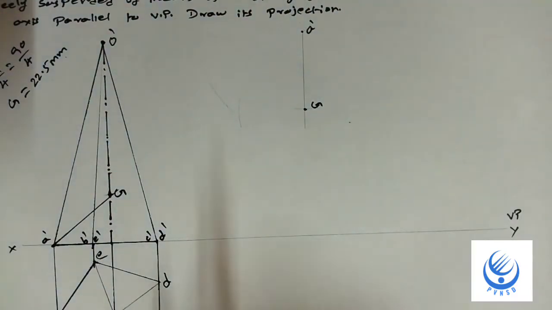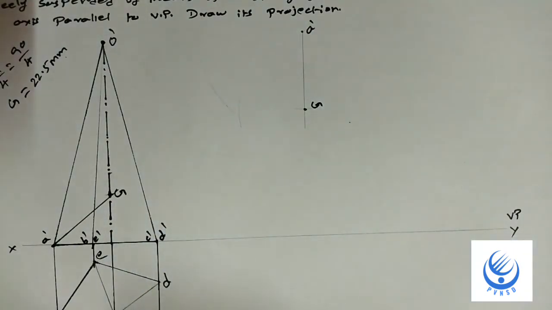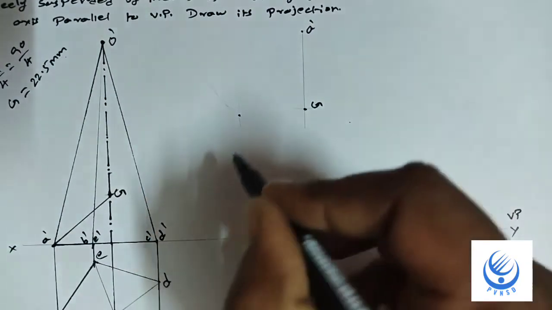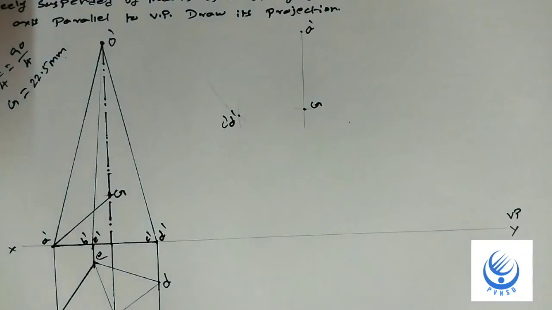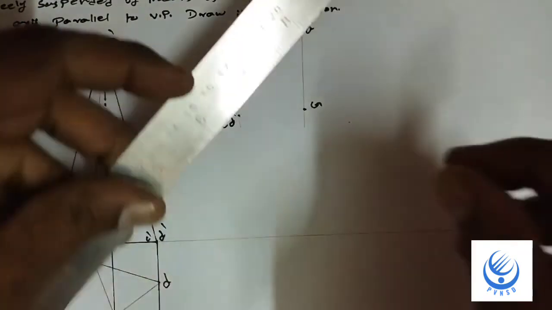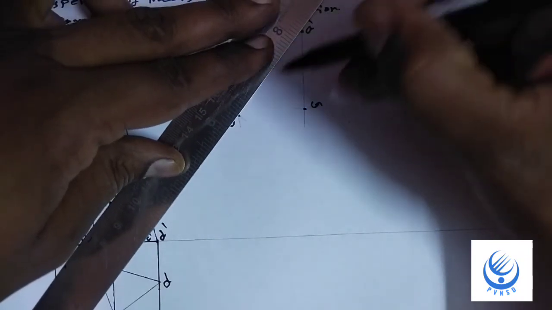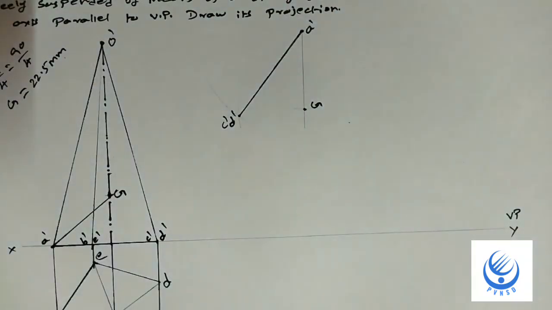Okay. This intersection point is C dash, D dash. C dash and D dash. The next, to join. This is the base of the pyramid. Okay, that's the base of the pyramid.